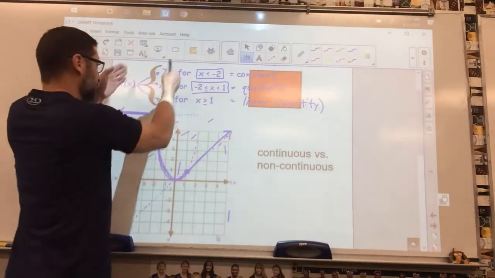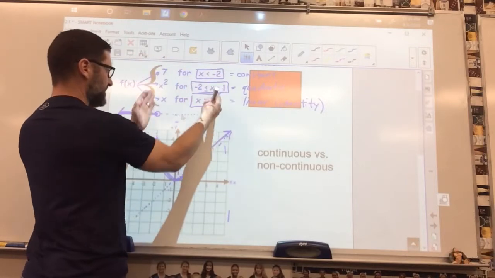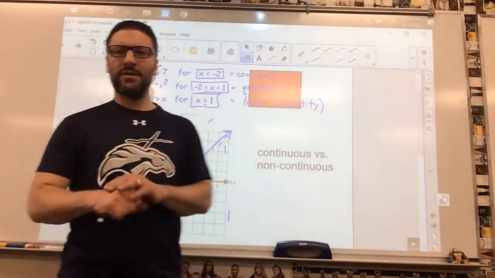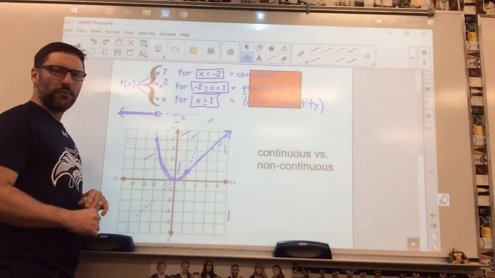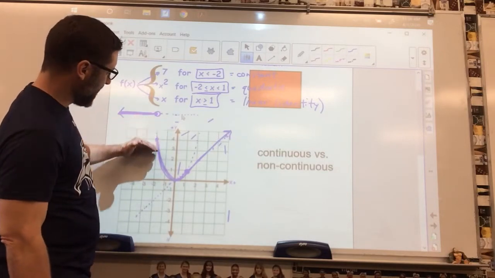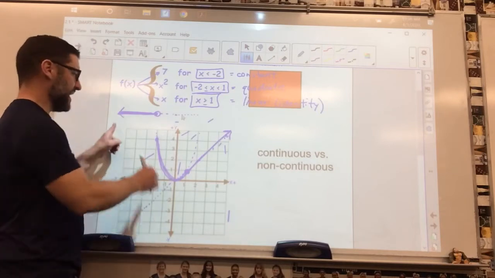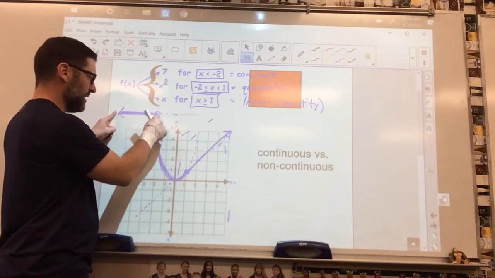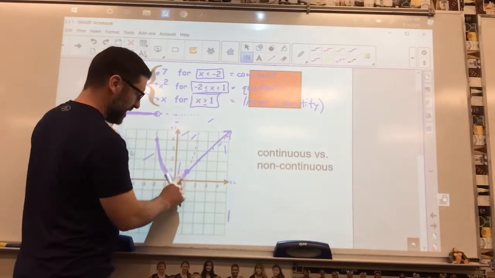I take that piece, and that piece, and that piece, and I put them all together into one graph, which is why they call it a piecewise graph. But this graph really, is it continuous or non-continuous? Well, it's definitely not continuous here on the y-axis, but it is continuous along the x-axis because it goes here. I have an open circle and a closed circle right below it, and then it continues.